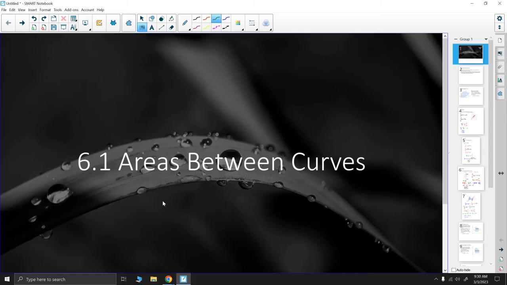Okay, guys, so in this video, we're going to talk about areas between the curves. This is 6.1. Now, when we say area between the curves, we've already learned in Calc 1 that the area under the curve, so that is to say the area between the curve and the x-axis, has a lot of similarities to the definite integral.